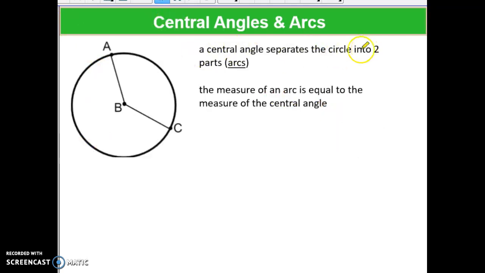So a central angle always breaks into two arcs. The measure of the arcs is equal to the central angle. So AC is always equal to this angle right here.